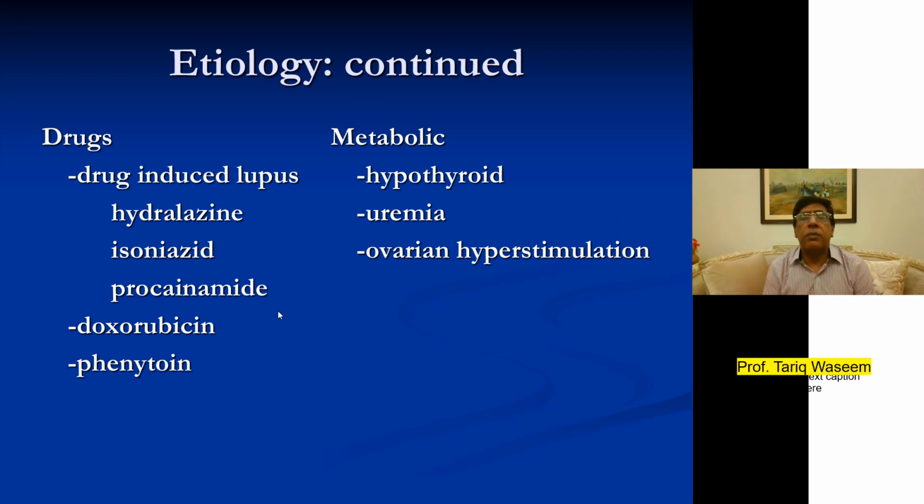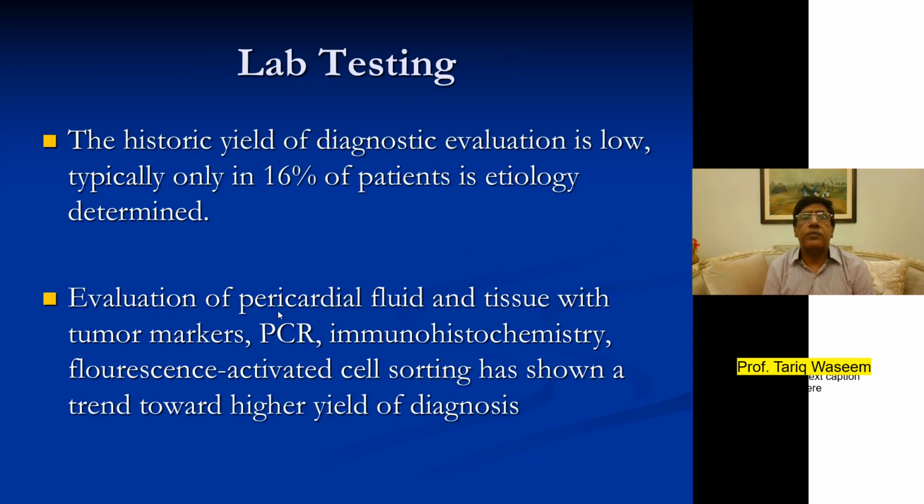We did talk about the metabolic causes like hypothyroidism, uremia, and sometimes ovarian hyperstimulation can be a cause of development of pericardial disease or pericardial effusion. How far can we confidently diagnose pericardial disease or its etiology? At least it is very, very difficult. Only 60% of patients may have their etiology formally established on lab investigations.